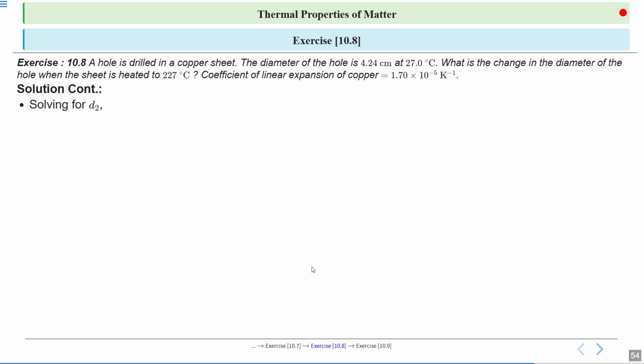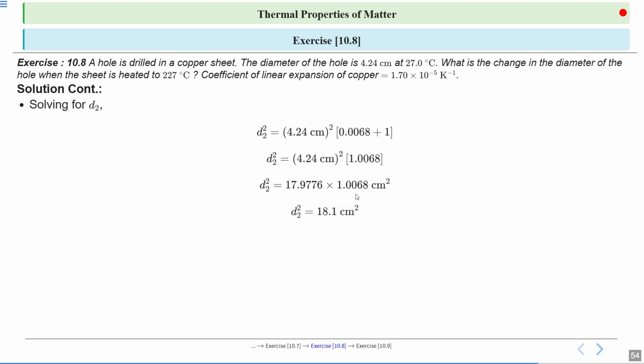Now solving for d2. So it will be d2 square equal to (4.24 centimeter) whole square into (0.0068 plus 1). So solving this, you will get d2 square equal to (4.24 centimeter) whole square into 1.0068. So d2 square equal to 17.9776 into 1.0068 centimeter square. So when we add, you will get d2 square equal to 18.1 centimeter square.